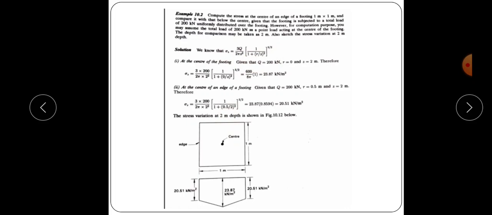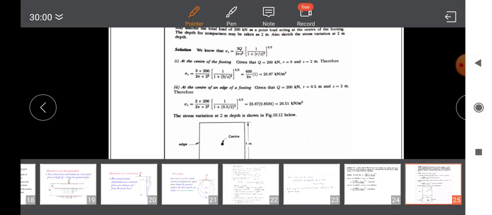In the second case, at the center of the footing, what is Q? 200 kilonewton, and at the center what will be R? R will be equal to 0, and Z is depth. Depth is given as 2 meter. Since we are calculating the stress at the center, R is equal to 0, because we have to sketch the stress variation. So first we have to find out the stress at the center, and we have to find out the stress at the edges.